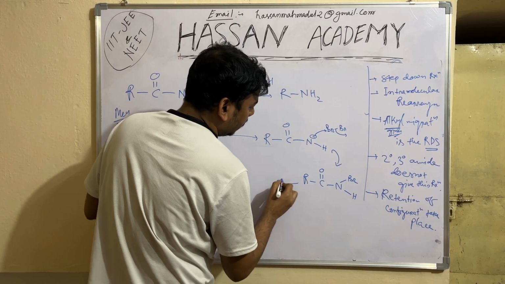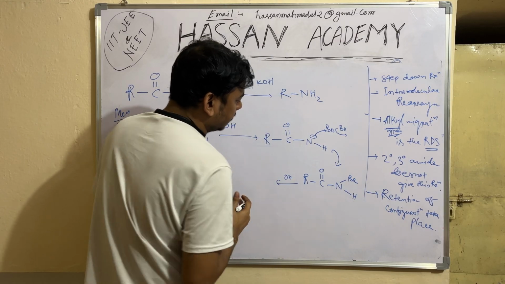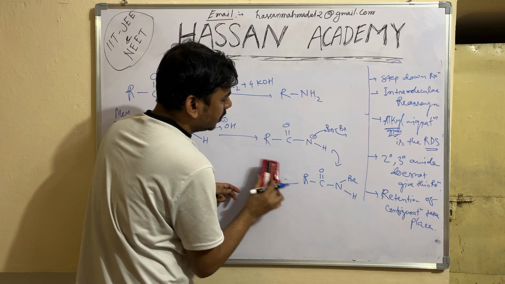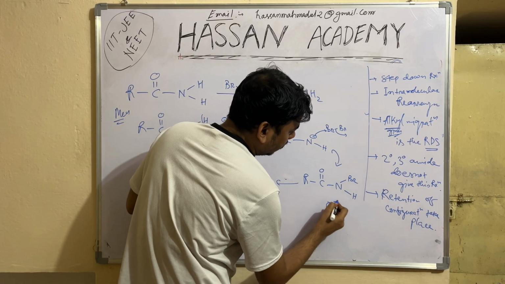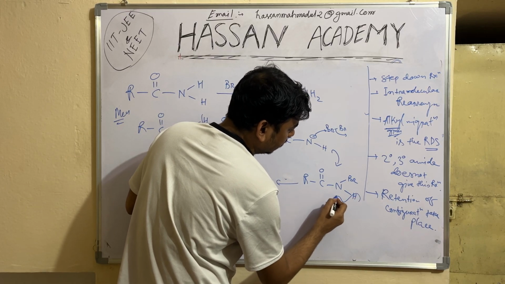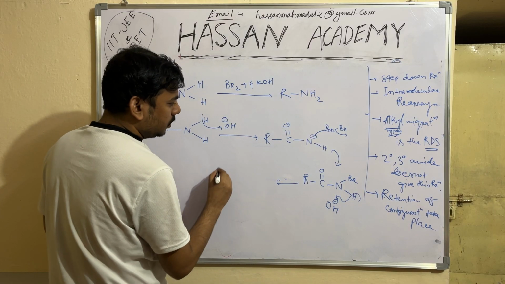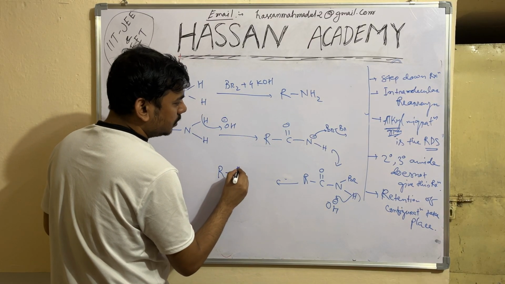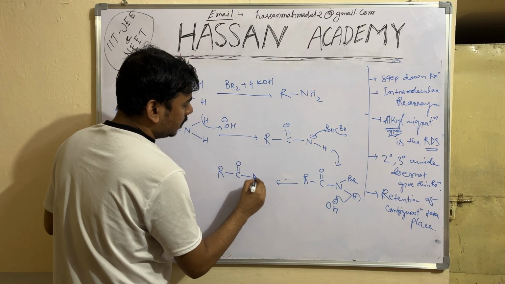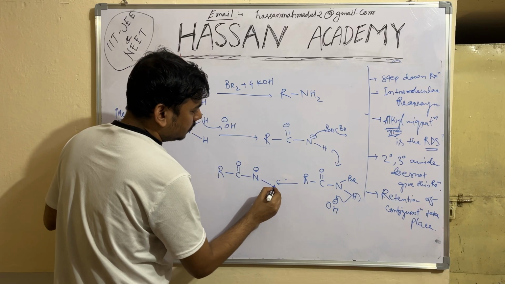After that, again OH⁻, this is the second OH⁻ coming. I am showing the second OH⁻ here, and it is taking this proton. So what I will get is R–C double bond O, with a negative charge and Br.